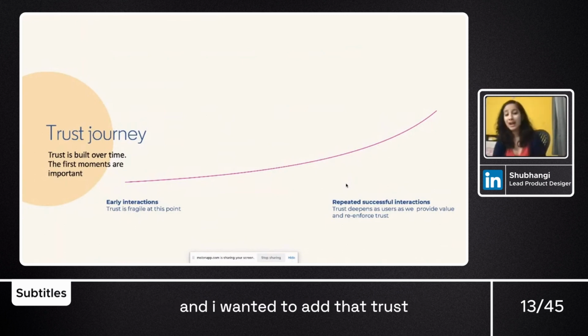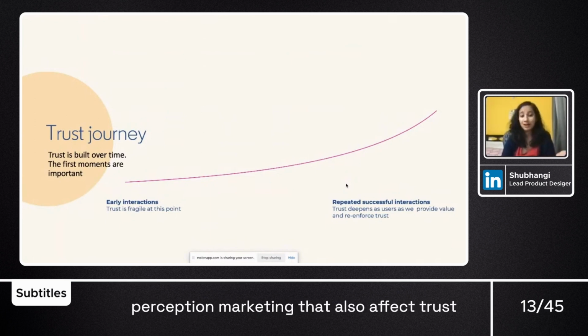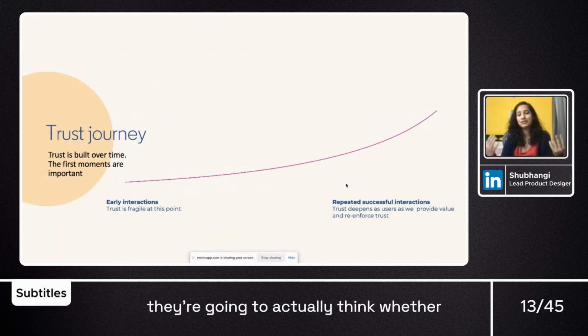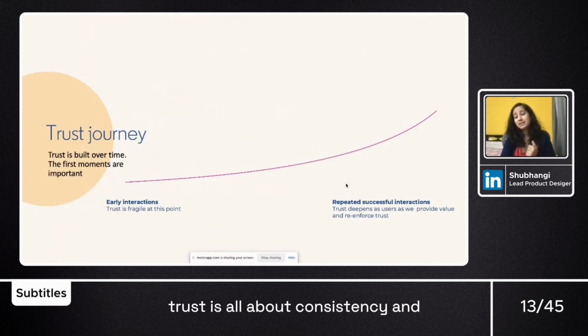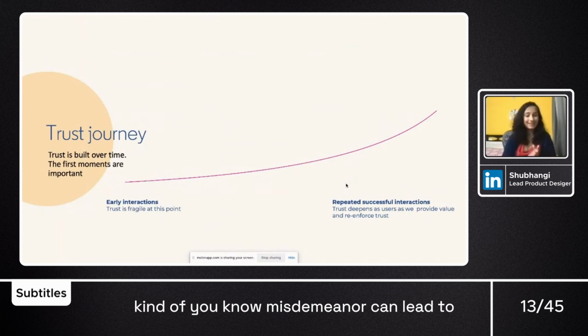And I wanted to add that the trust journey actually begins even before the user comes onto your product. So there are different things like brand perception and marketing that also affect trust. And then when they're actually onboarding, at that point, they're going to be really unsure of your product. So they're going to actually think whether or not to trust it. And different things that they encounter at that point will lead to either a breakage in trust or will lead to growing trust over time. Trust is all about consistency and repeatability. So one bad interaction or one kind of misdemeanor can lead to a loss of trust.